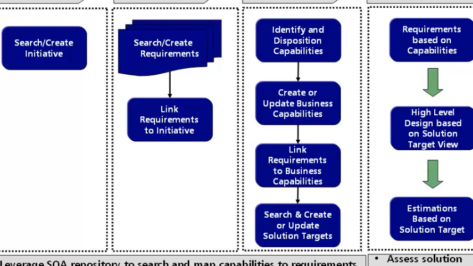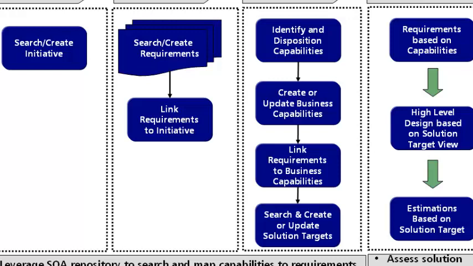Documenting our architecture intent in pre-delivery requires three main steps. Capture the project scope in an asset called initiative, capture the requirements in the pre-delivery requirements asset, search for and find the capabilities that will fulfill these requirements, and disposition the capabilities.